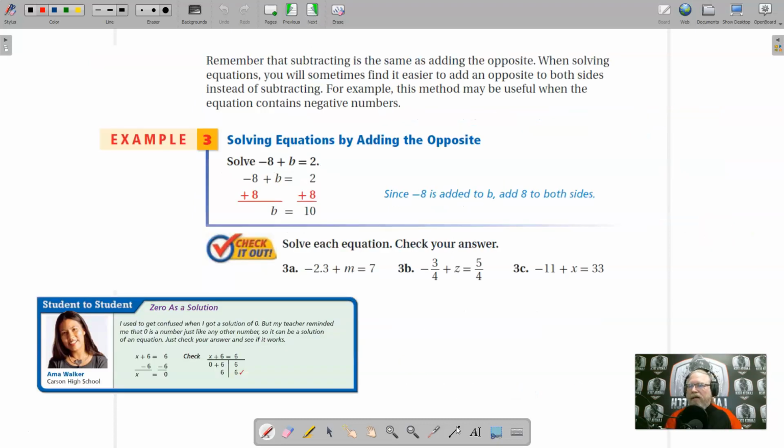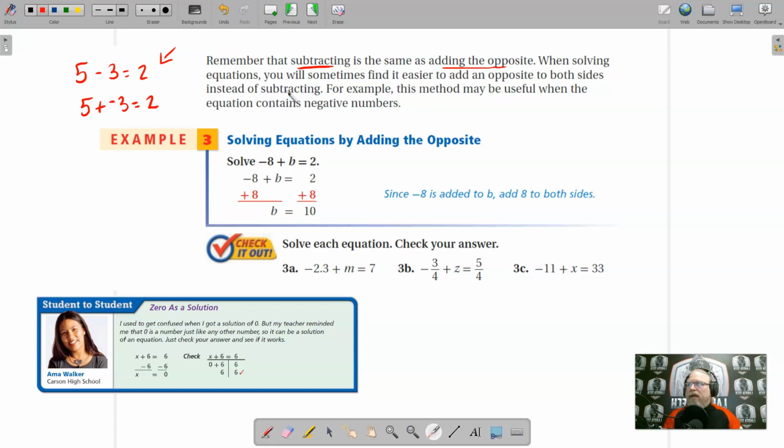Moving along to our next slide, it says, remember that subtracting is the same as adding the opposite. So what they're saying is that if we had 5 minus 3, this equals 2. But if we did 5 plus negative 3, well, this also equals 2. That is to say that subtracting here is the same as adding the opposite. Instead of subtracting 3, we're adding the opposite of 3, which is negative 3. And so that works out quite well.